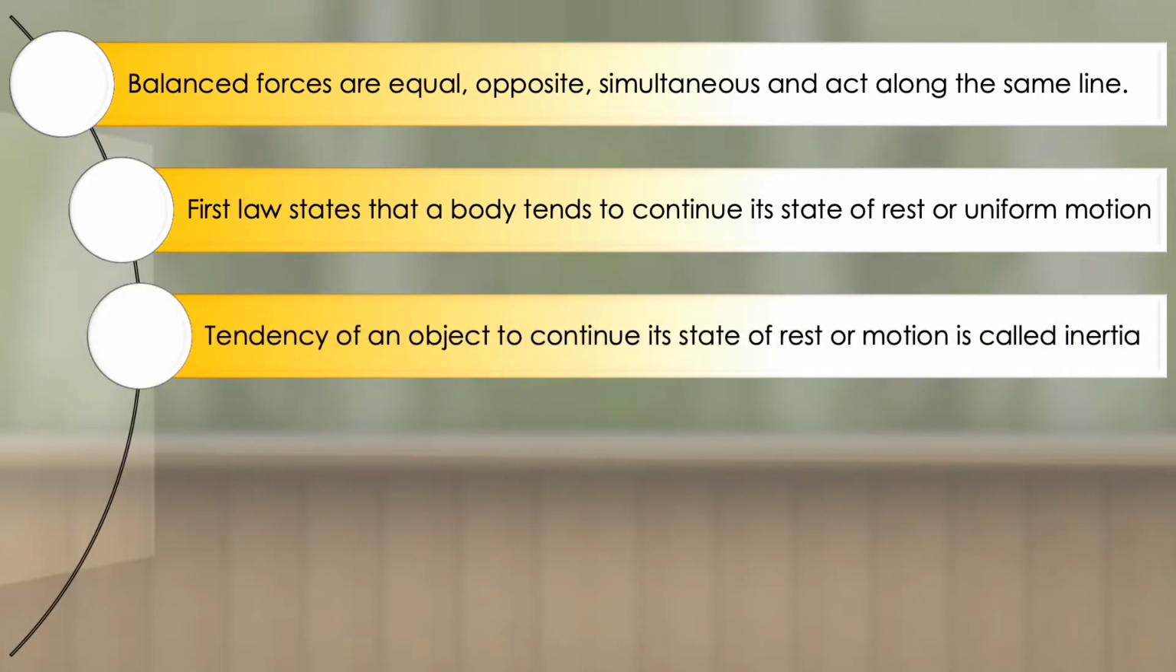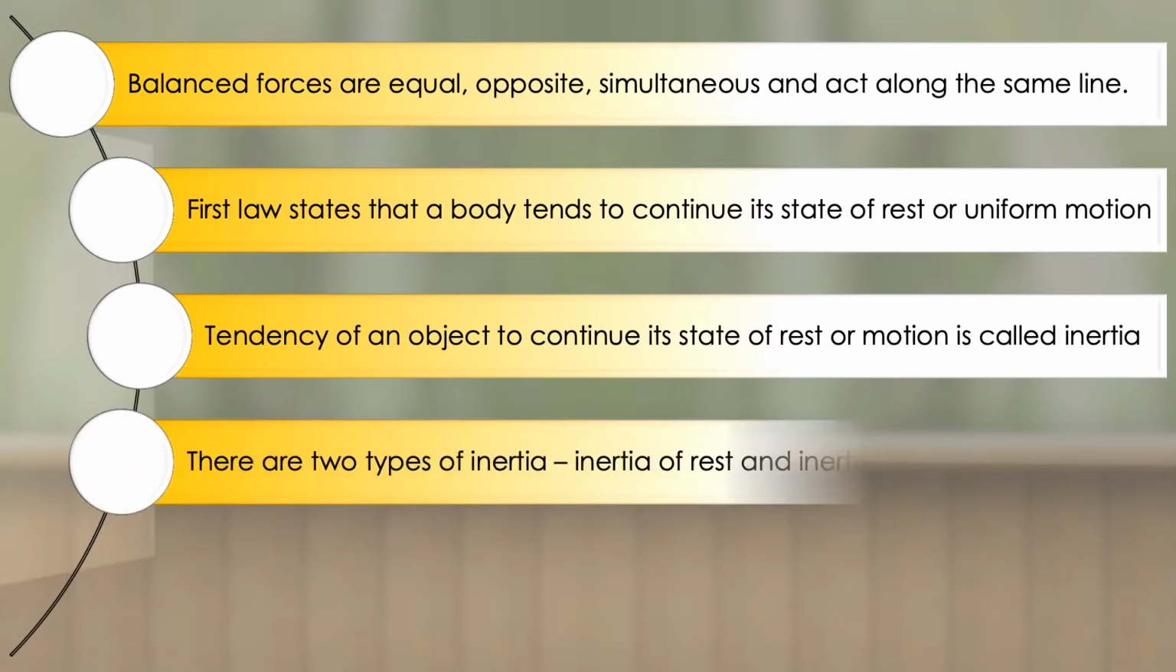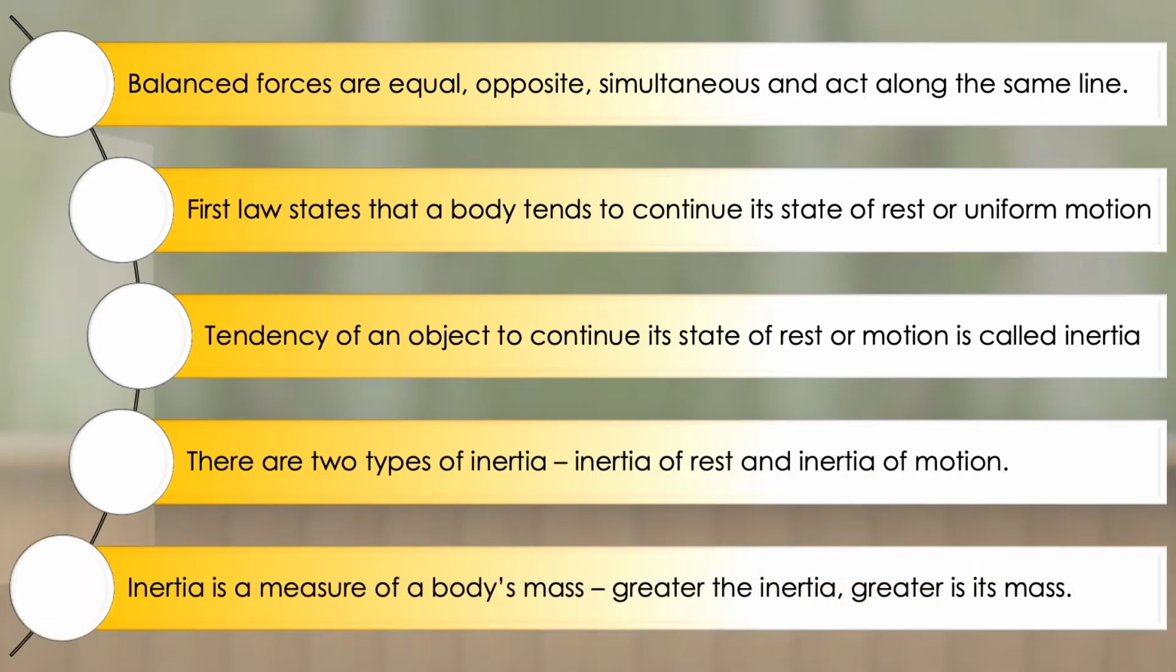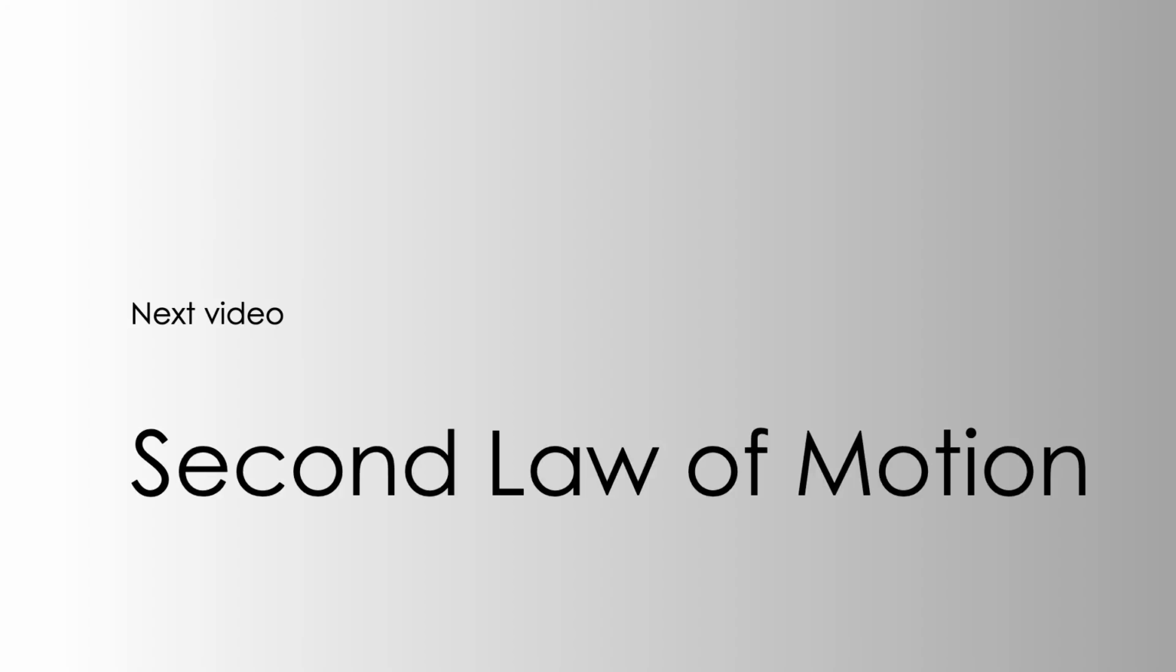The tendency of an object to continue its state of rest or motion is called inertia. There are two types of inertia: inertia of rest and inertia of motion. Inertia is a measure of the body's mass. Greater the inertia, greater is its mass. So that's all in this video. In the next video, we will discuss Newton's second law of motion.